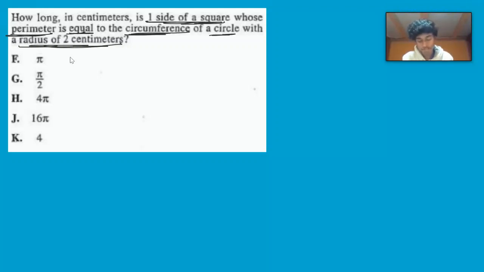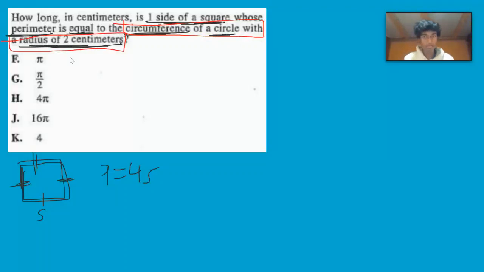One side of a square whose perimeter, so let's say we have a square with side length s. The perimeter is just equal to 4s. We want to know what s is, and the perimeter is equal to the circumference of a circle with a radius of 2 centimeters. Let me do this in red.